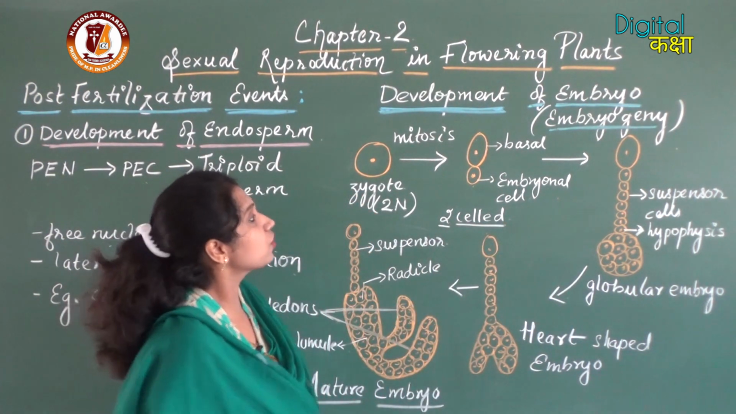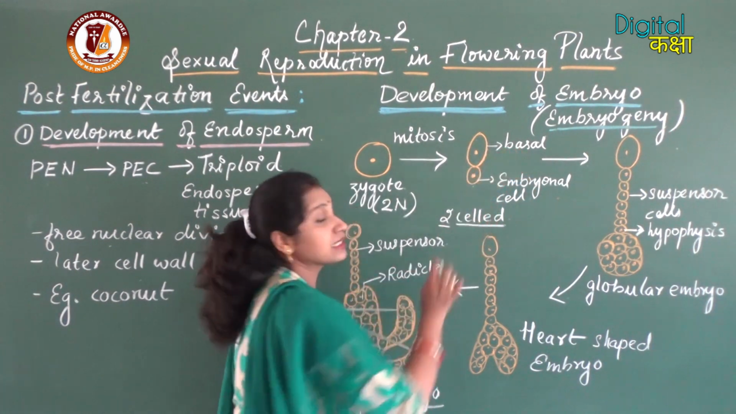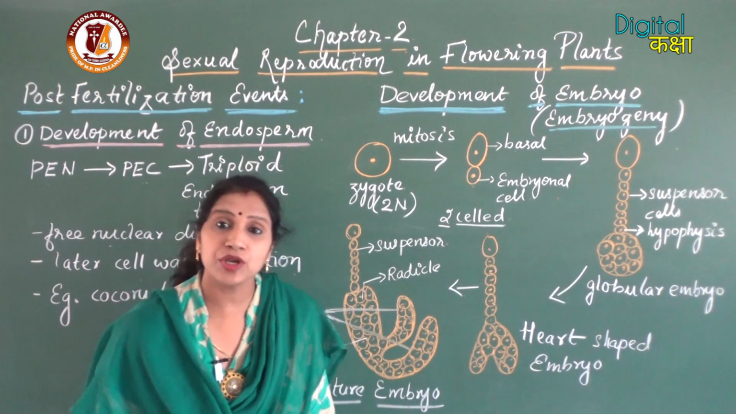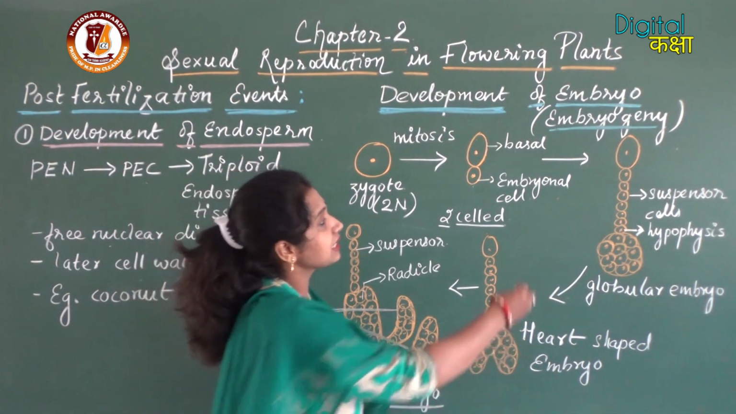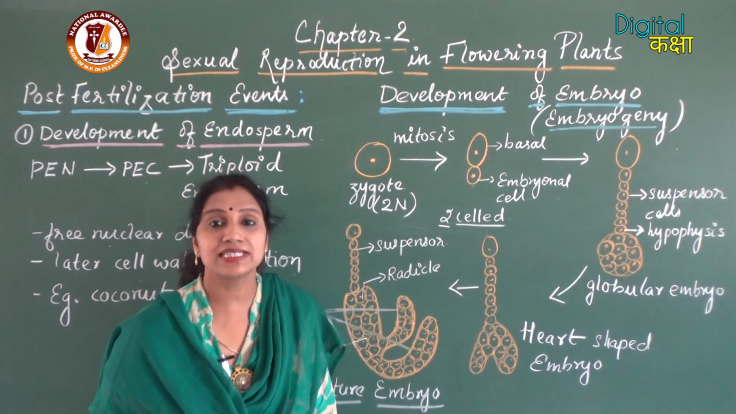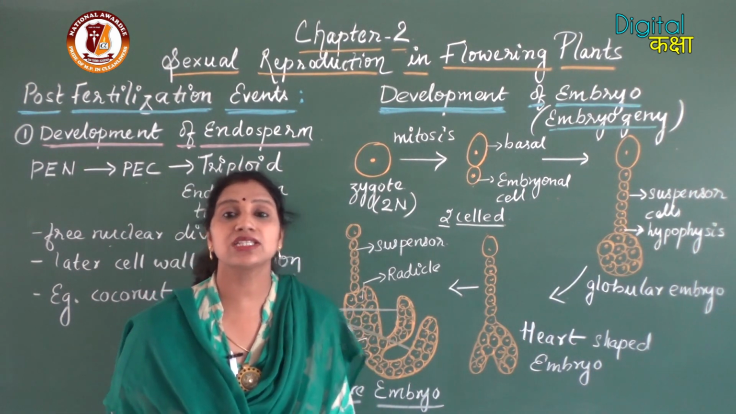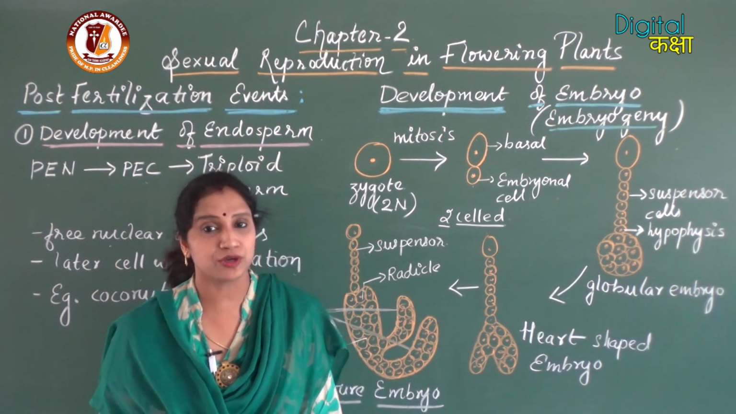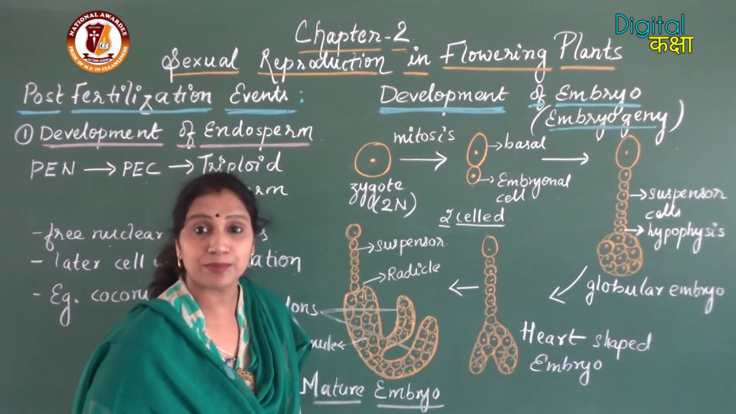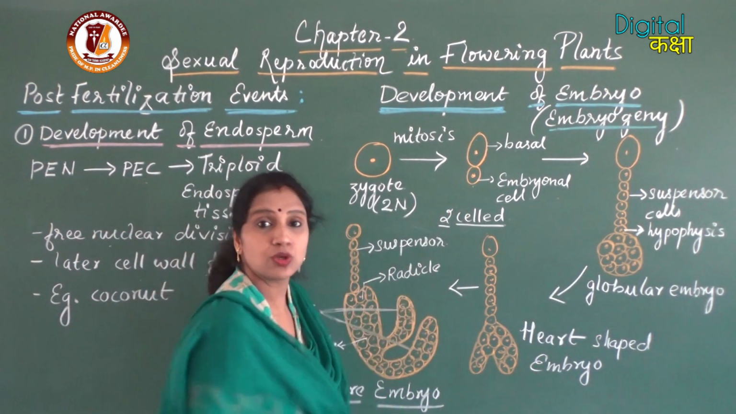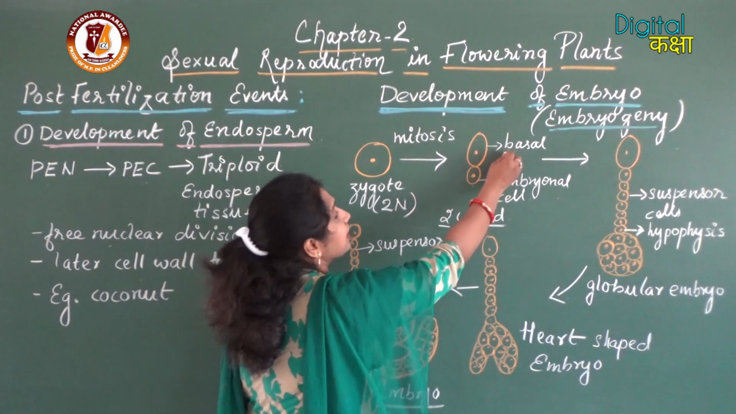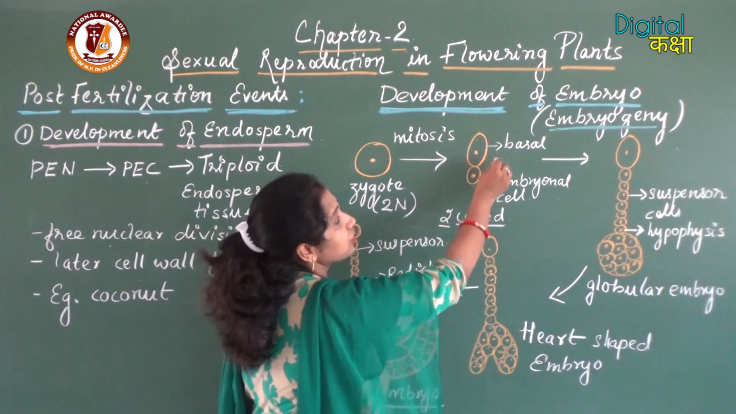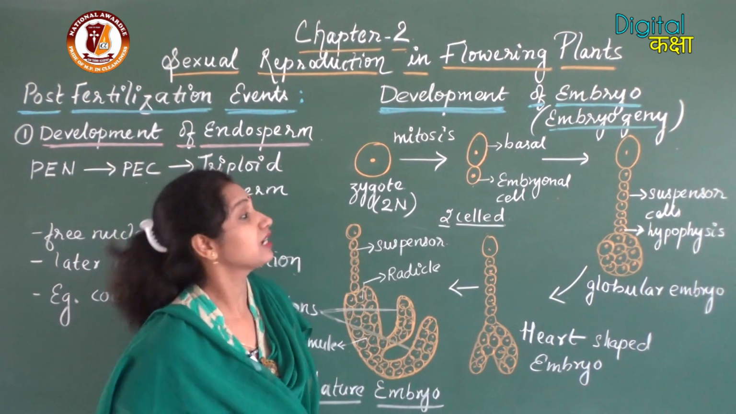Okay, so the large cell is called the basal cell, and the small cell is called the embryonal cell. As the name indicates, embryonal cell means that particular cell is going to divide continuously to form the embryo. So zygote divides by mitosis to form two unequal cells, that is the basal cell and the embryonal cell. Now let us see what is the function of this basal cell.